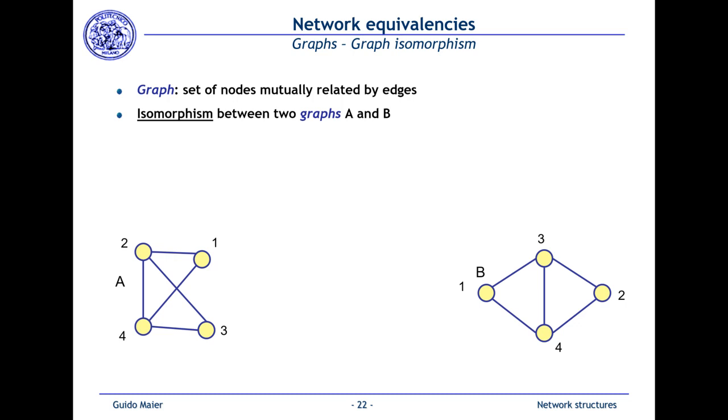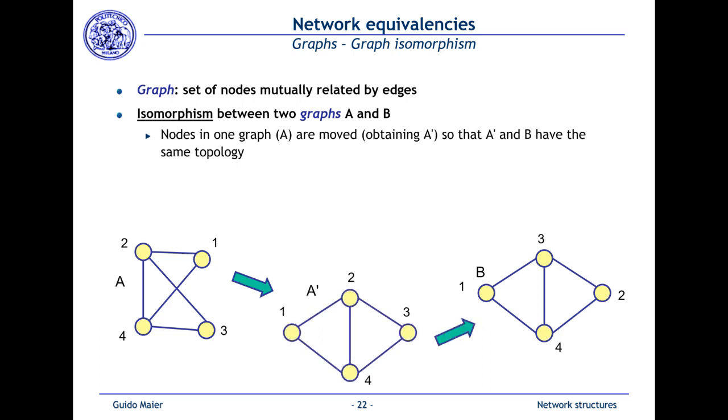We call isomorphism between two graphs a property by which we can understand if there is an equivalence between two graphs. And more precisely, two graphs are isomorphic if we can move the nodes of one graph to obtain a topology that is similar to the other graph. So the nodes are in the same position and connected in the same way. Usually nodes are labeled, so you have an identifier for each node. If two graphs are isomorphic, they have the same topology, but maybe you have to relabel the nodes in order to pass from one graph to another.